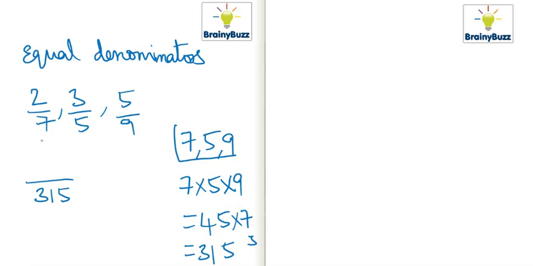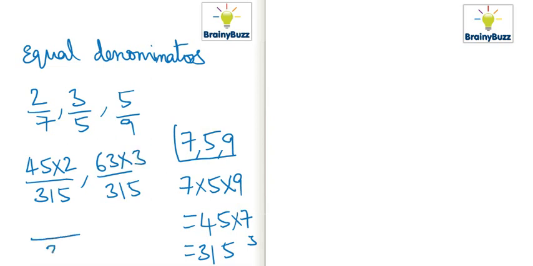315 divided by 7 is 45. 45 × 2. Second one, 315 divided by 5 is 63. 63 × 3. And third one, 315 divided by 9 is 35. 35 × 5.